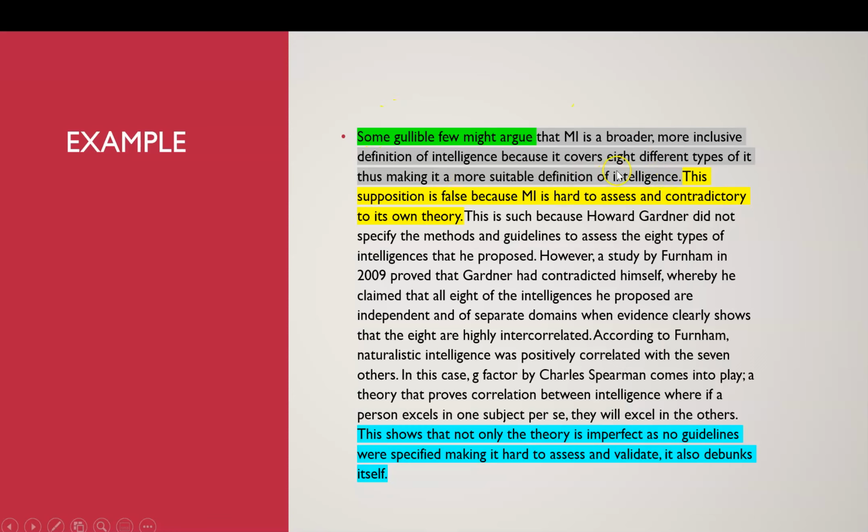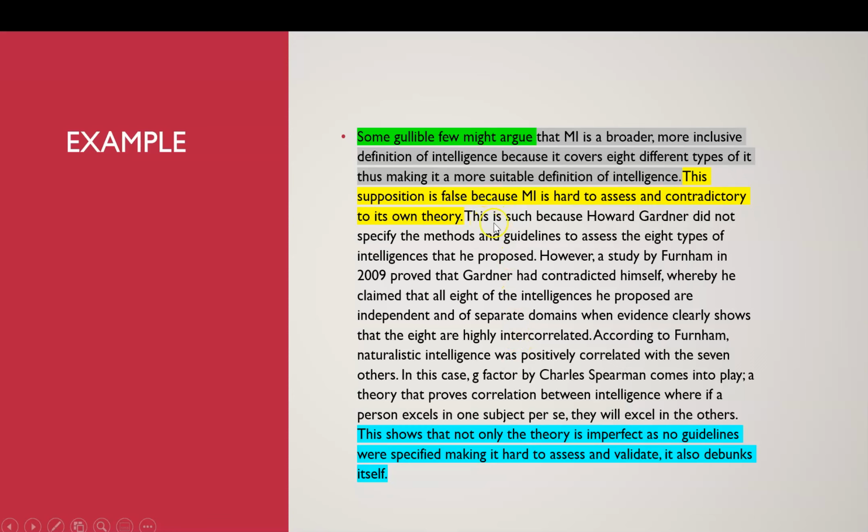Can you see this one here is the opponent's main idea, but we do not elaborate on it, we do not explain it. We proceed immediately to our third main idea. This supposition is false because MI, multiple intelligence, is hard to assess and contradictory to its own theory. So this sentence here is our main idea, which we will support in the following supporting sentences.